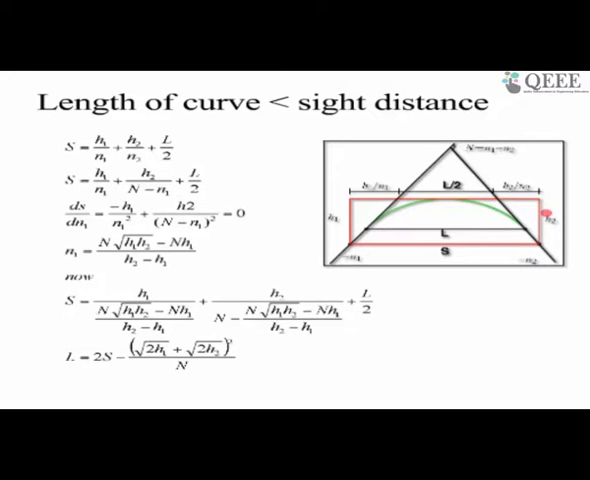Likewise, on the other side, if we know the object height, which is H2 in my case, and the slope is N2, then H2 by N2 will give me this horizontal distance. My total sight distance is going to be the summation of these three. So this is what has been put up here.